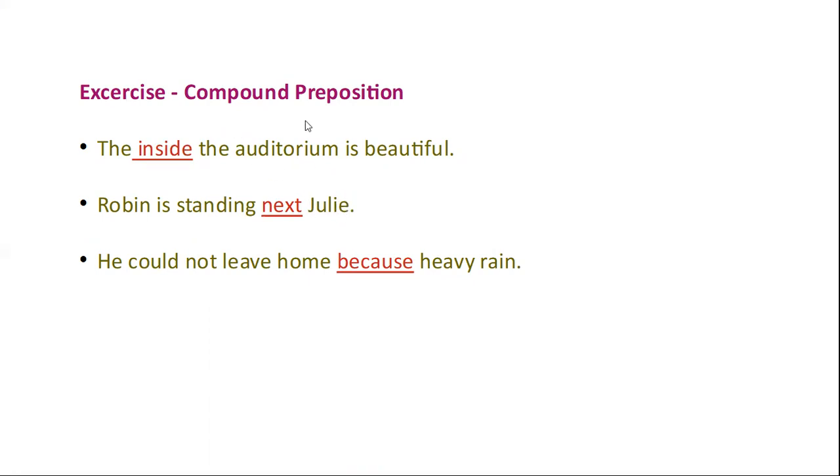What's my compound preposition? Compound preposition is nothing but like a double preposition. But in double preposition, two words are joined together to make a new word. But in compound preposition, it cannot be joined and it cannot give a new word. It remains as separate prepositions. So this is called compound preposition. Inside, next to, because of, these are all called compound preposition.